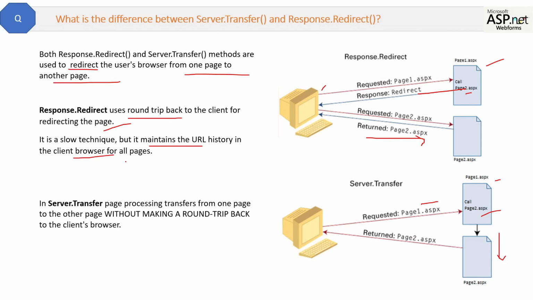In case of Server.Transfer, page processing transfers from one page to another page without making a round trip back to the client browser. It is faster in comparison to Response.Redirect, but it does not maintain the URL history in the client browser for all pages. So that is the difference between Server.Transfer and Response.Redirect.